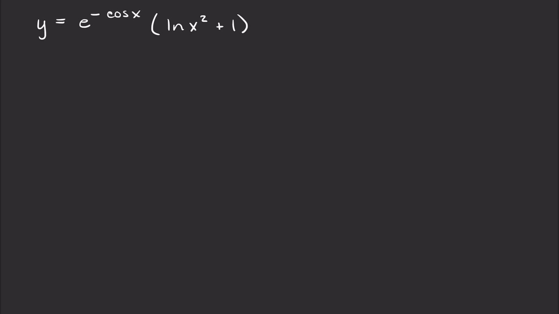Okay, for our last function, we have y equals e to the minus cosine x times the natural log of x squared plus 1. So the first thing I want to do is rewrite this just a little bit. E to the minus cosine x times 2 natural log of x plus 1, just bring our 2 out front. And then this is going to be a product rule. So our u will be e to the minus cosine x, and v will be 2 ln of x plus 1.